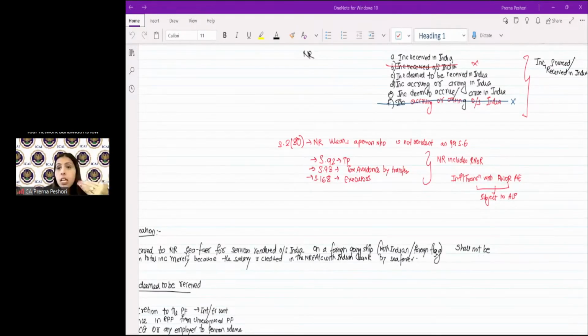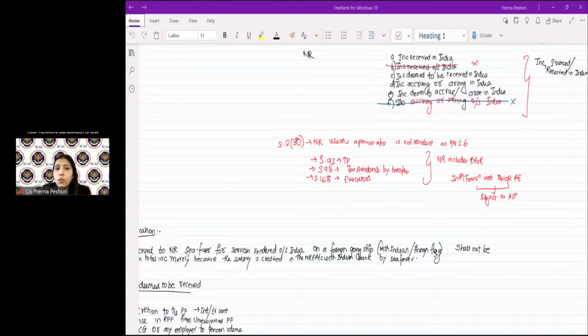Now that we have seen when income can be said to be deemed to accrue or arise in India: deemed to accrue or arise means there has to be some source of income in India. This is creating the source of income for a non-resident in India. This is only for the non-resident, because, as I said, for the resident, entire global income is taxable in India, wherever arising. For a non-resident, only the income accruing or arising, or deemed to accrue or arise, in India can be taxed in India.